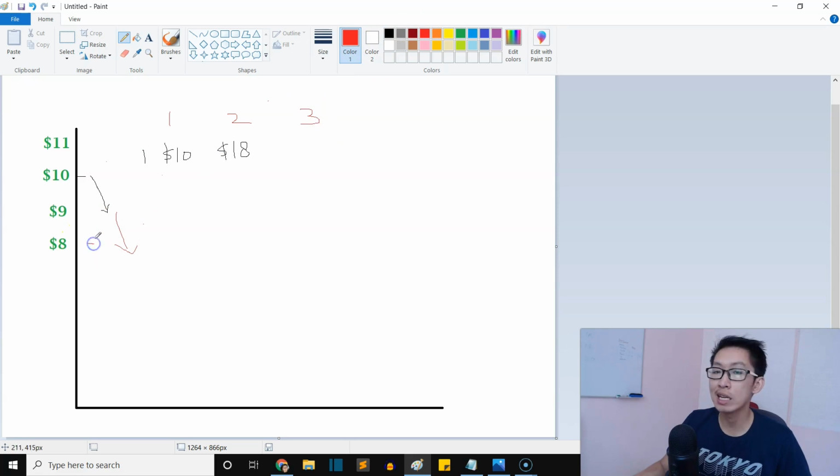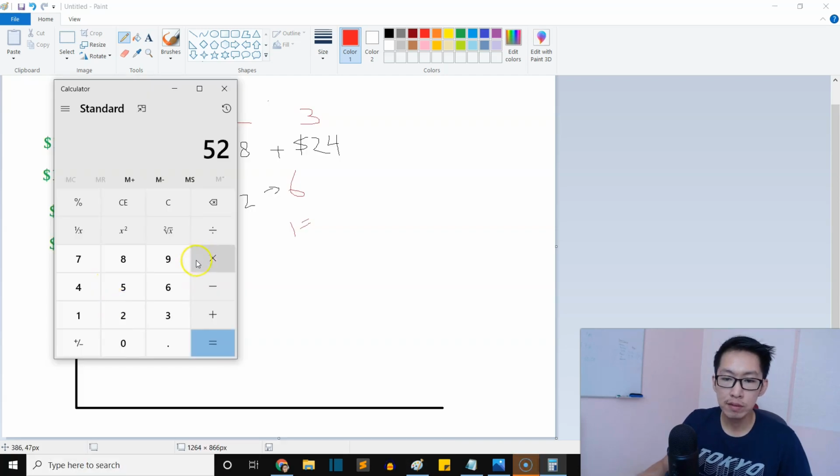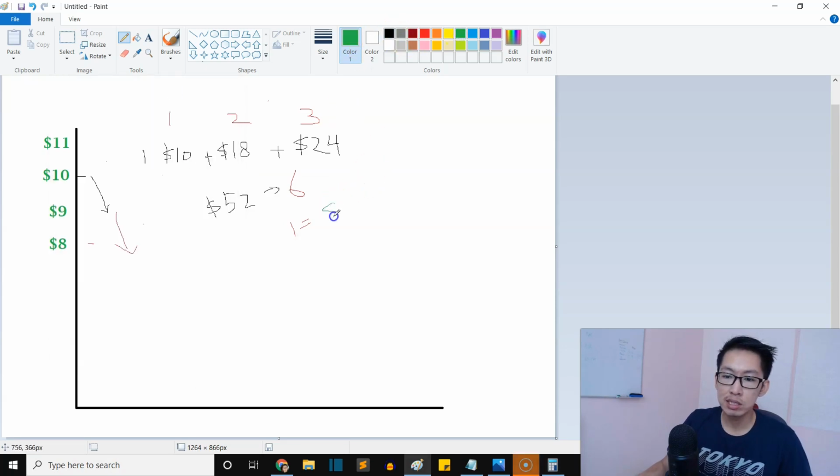Now if you buy 3 coins at $8, how much is it? It's $24. So how much money have you spent? You add them together, we have 52, right? In total, you spend 52, you get 6 coins. So it means 1 coin is equal to 52 divided by 6, which is $8.67. So this is your average price.